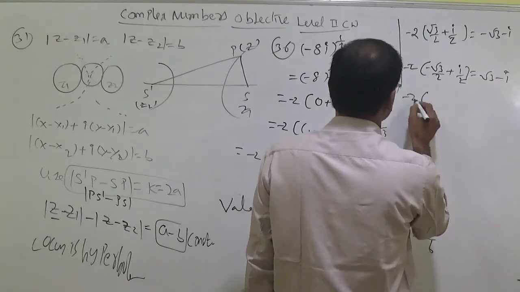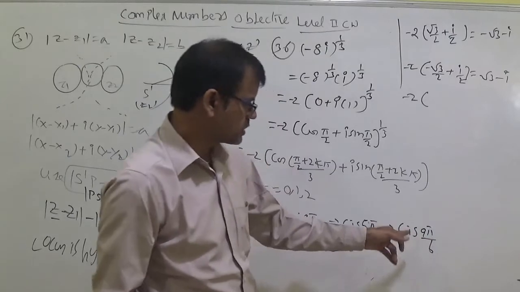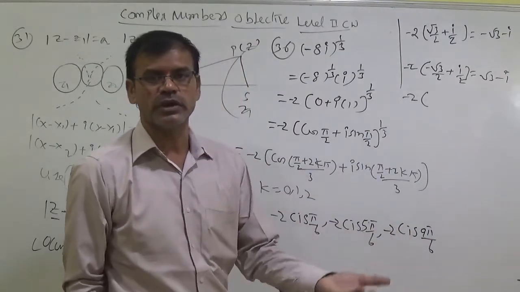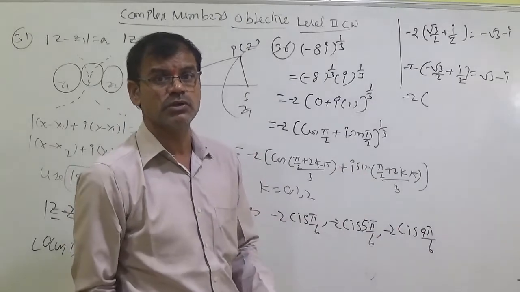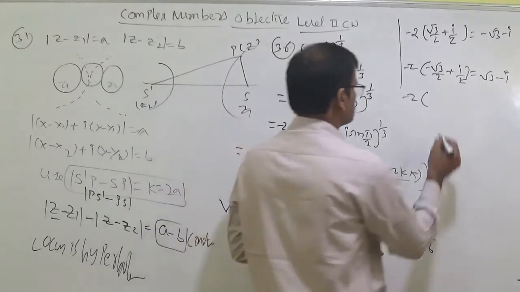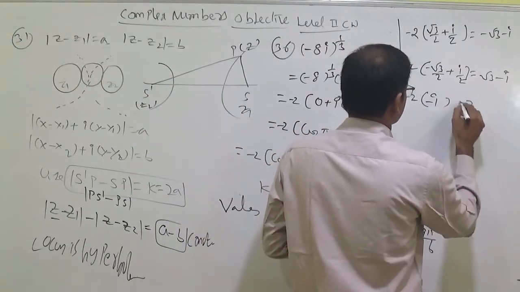Next one, minus 2 into cis 9 pi by 6. Of course it is nothing but 3 pi by 2. Whenever it is 3 pi by 2, cos 3 pi by 2 means 0 and I sin 3 pi by 2 is I into minus 1. So it is minus I. So that is equal to 2.